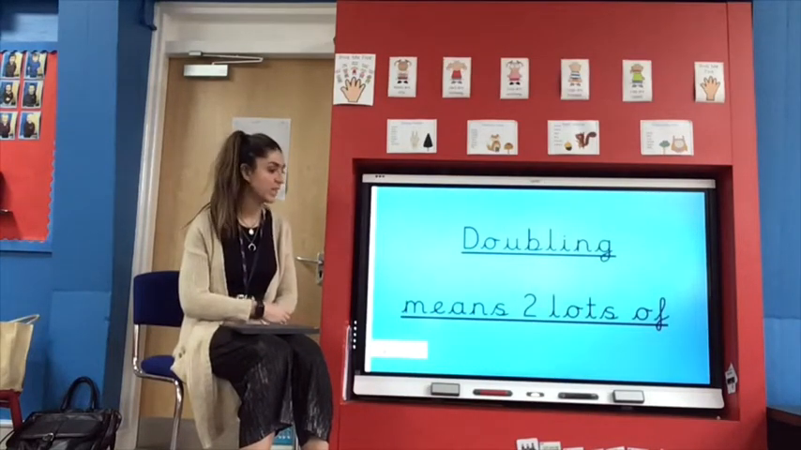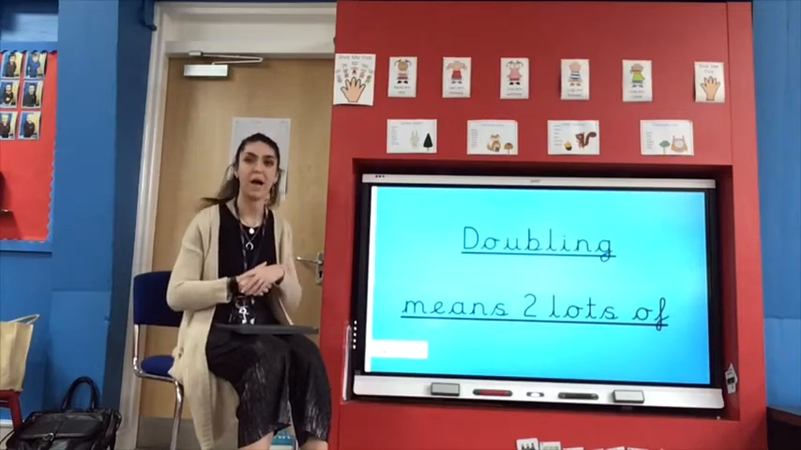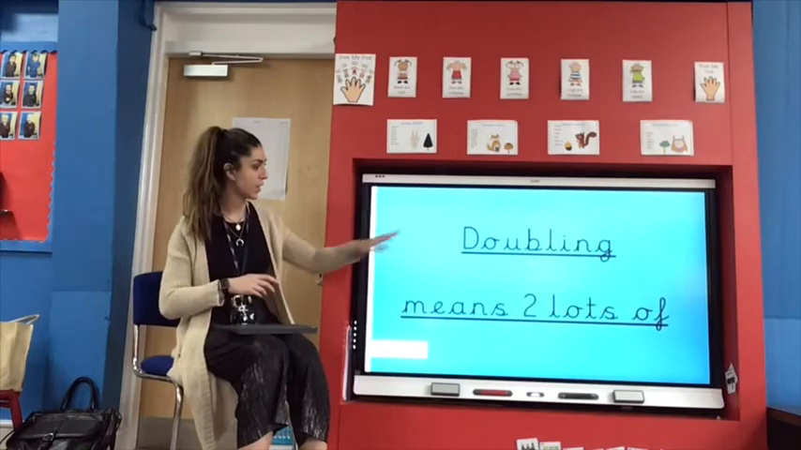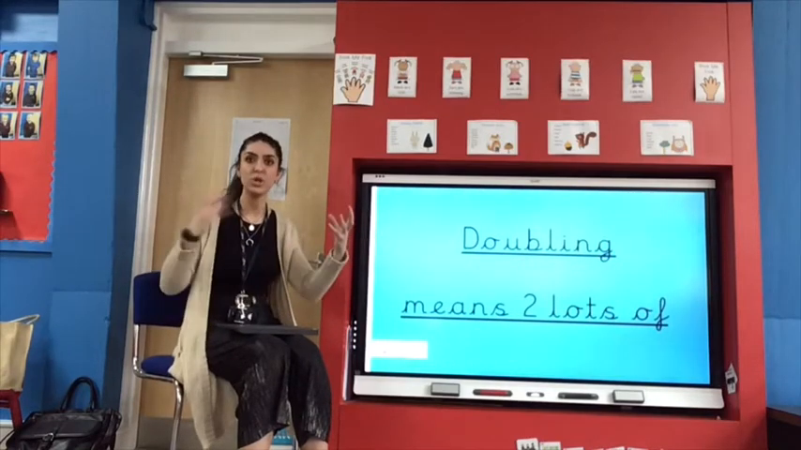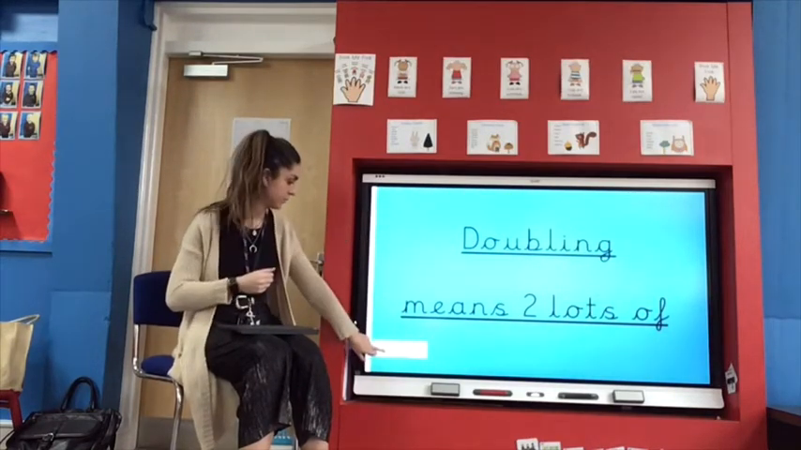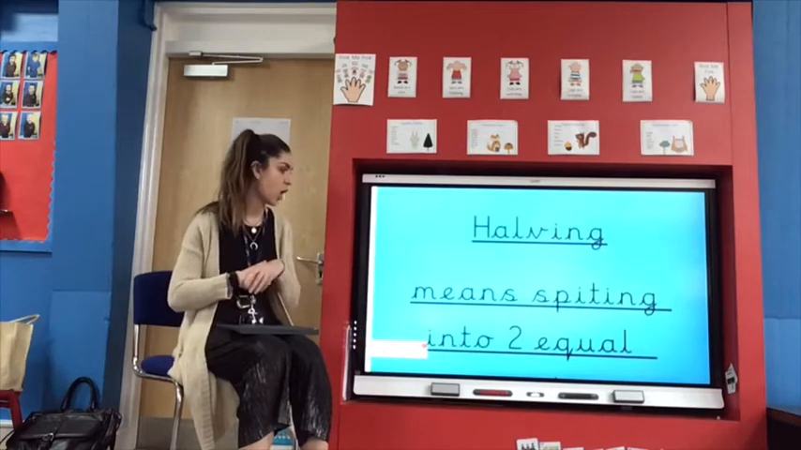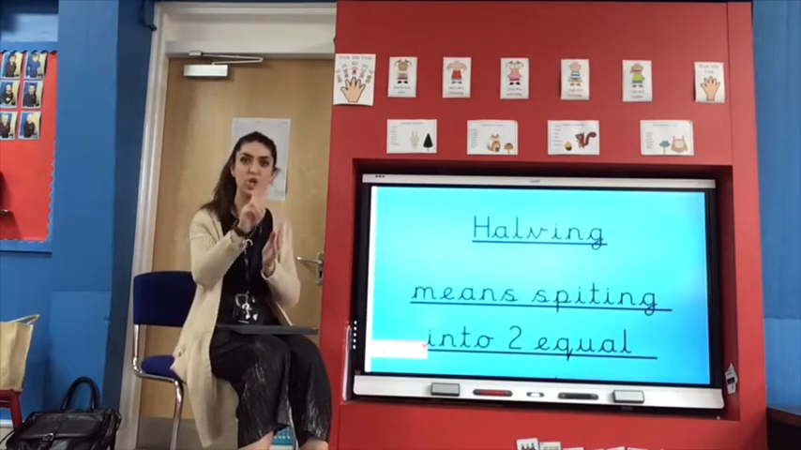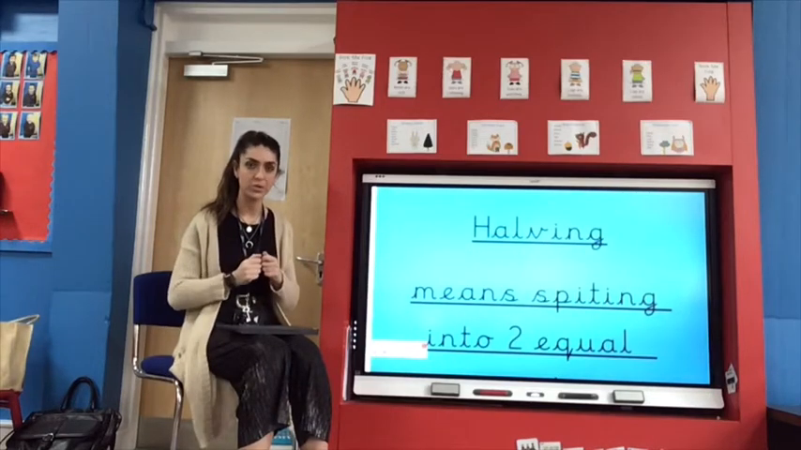So this week we've been doing some learning about doubling and halving. If we remember, doubling means two lots of the same number, and halving means splitting an amount into two equal parts.